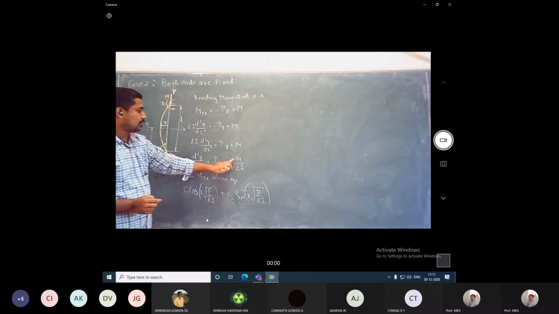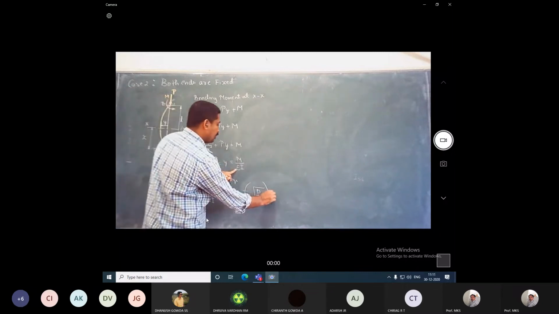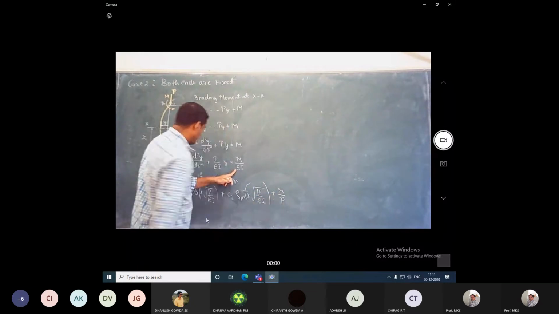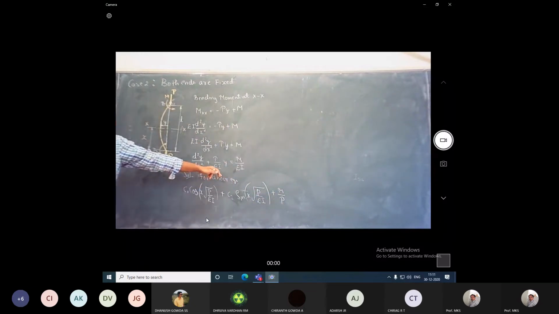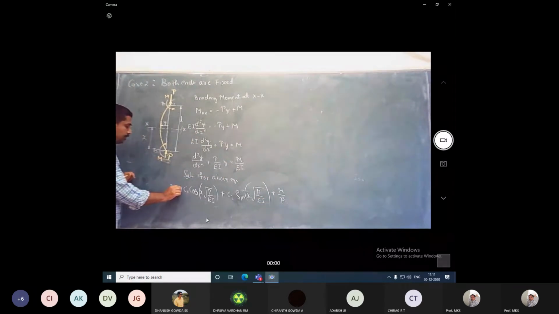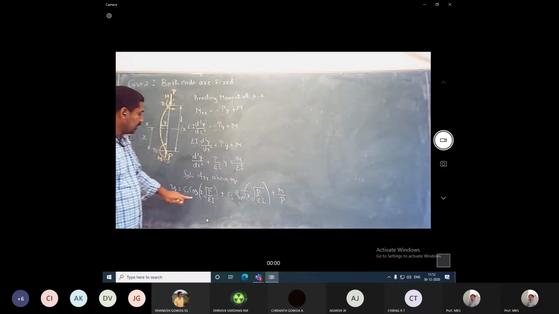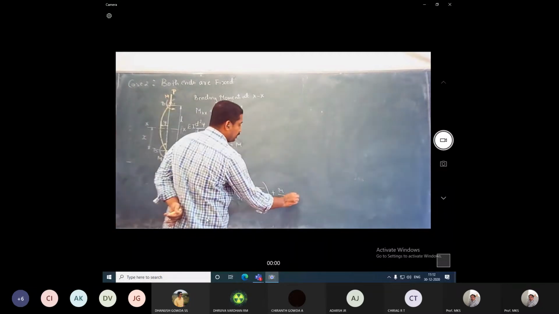This term is coming to the other end, the constant. E and E get cancelled, plus M by P. So this is the solution for the differential equation. That is, y is equal to C1 cos x root of P by EI plus C2 sin x root of P by EI plus M by P. We need to remember this. Call this equation 1.